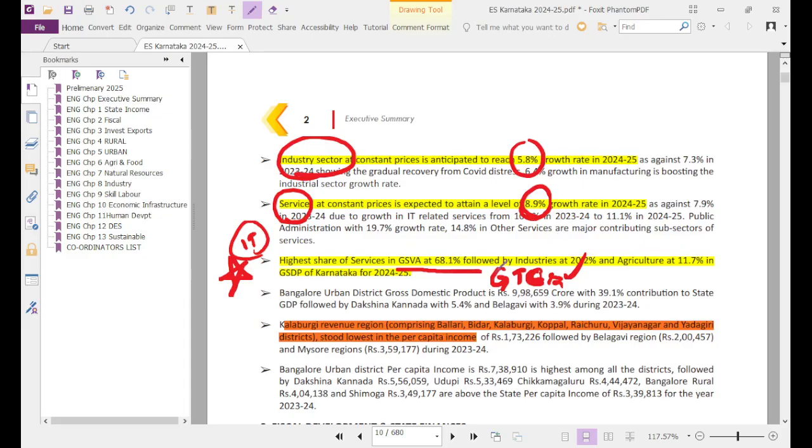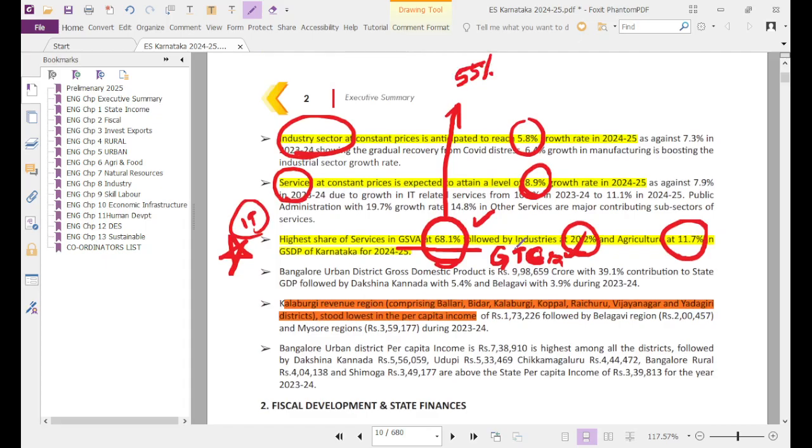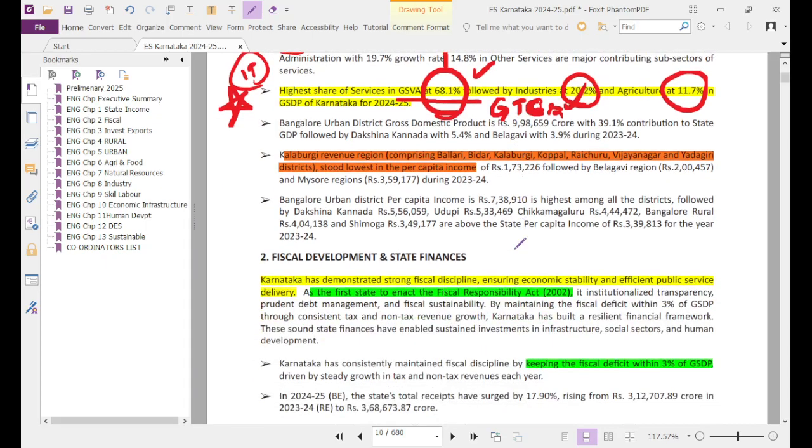So 68% of gross state value addition is coming directly from the IT industry, services-based industry. Can you imagine? Whereas agriculture had around 12% and industries around 20%. So this is great. In India's situation, we have around 55% coming from services, but in Karnataka it is 68%, which is as good as 70%. So which is a huge share. So the services sector's contribution can never be underestimated in India's and Karnataka's growth story.